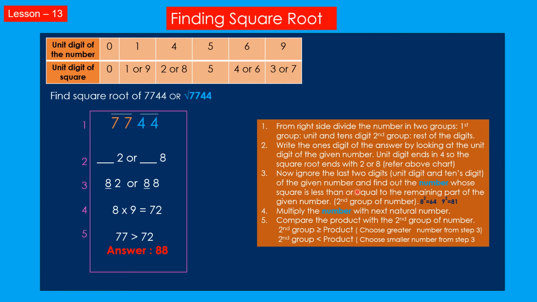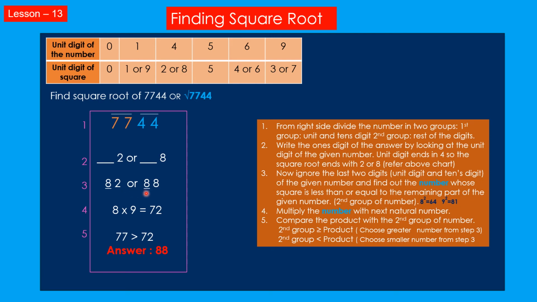If we take the number 8 and square it, we get 64, and if we square number 9 we get 81. 77 is more than 64, but 77 is less than 81. So we will consider the number 8, because we have to find a number whose square is less than the given number, 77. So now our answer is like 82 or 88.